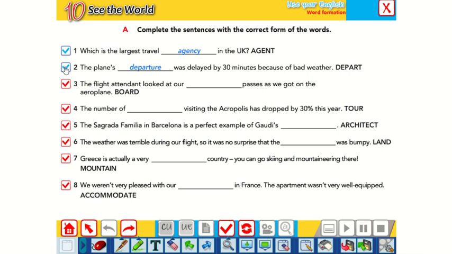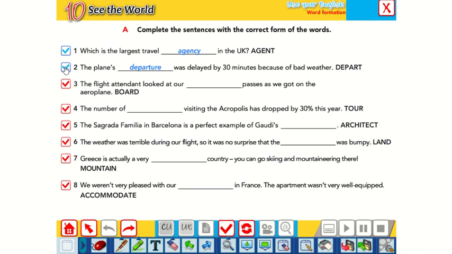Number 3. The flight attendant looked at our space passes as we got on the airplane, and we have the word board. Board here is a noun or a verb at the same time. As a noun, it's the flat, thin thing that we can write on or put on the table. As a verb, to board a plane means to get on or off a plane or a car or any other vehicle.